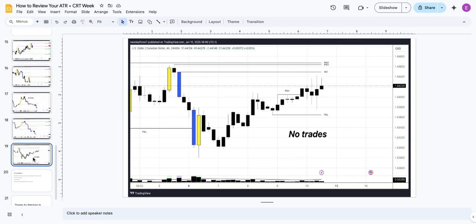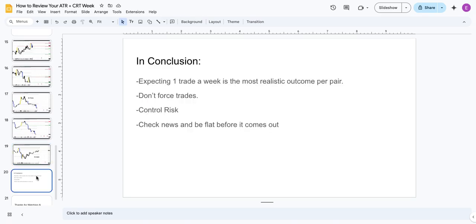And last one, no trades. This was dollar Canadian. And again, because there was a lot of news this week on the US dollar, it was just really weird. Price action wasn't the best.